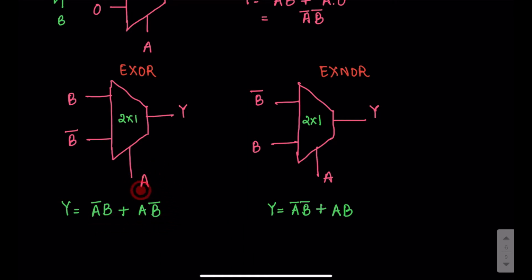So we make A the select line and the inputs are B and B bar. Obviously when you do it this way, you are going to get the expression as A bar dot B plus A dot B bar. Similarly for the XNOR, we know that the output expression is y is equal to A bar B bar plus AB. So what you need to do is just interchange these two. Now B bar is over here, so that we get A bar dot B bar plus A dot B, and hence to implement XOR and XNOR you just require one 2x1 mux.